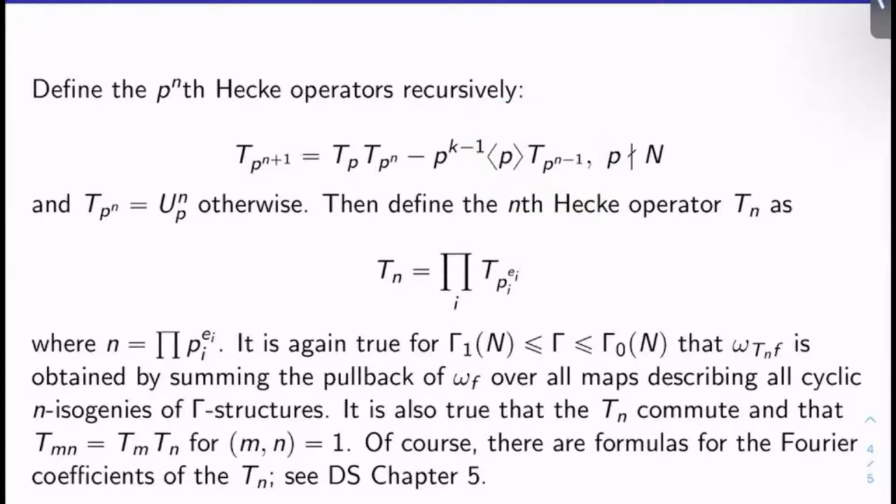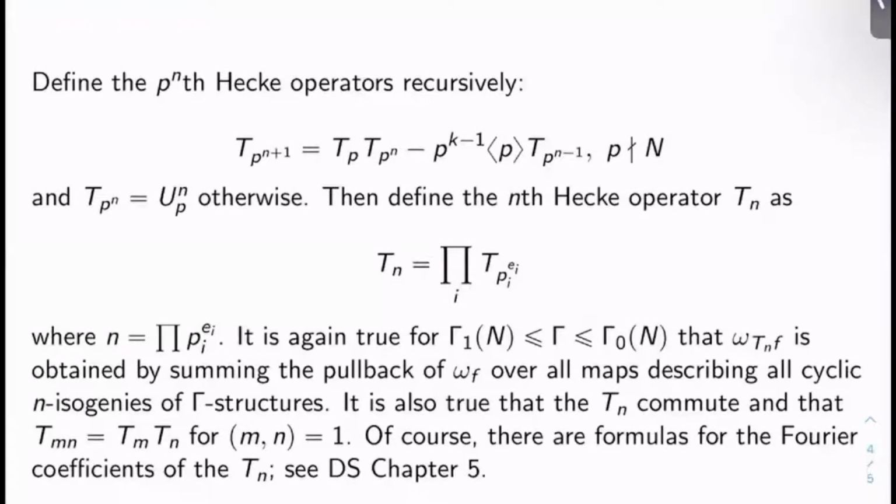Okay, so now, if p does divide n, it's easier. T sub p to the n is just the nth power of U sub p. So you just do U sub p n times. You compose it with itself n times. So that's when p does divide n, okay?